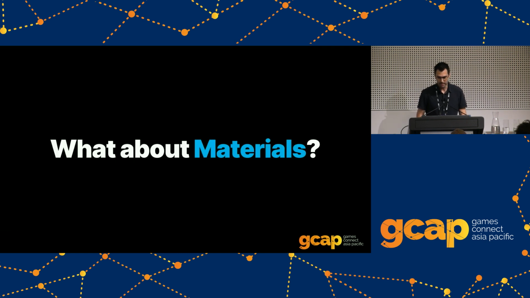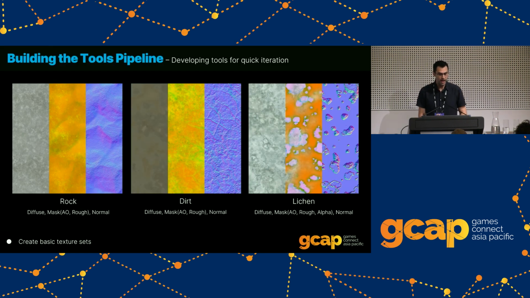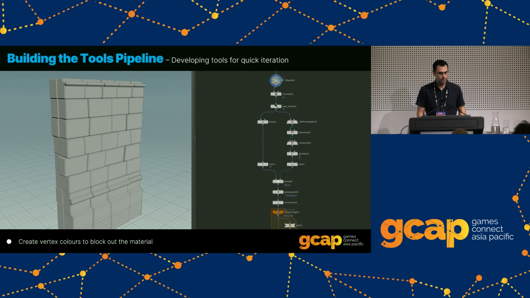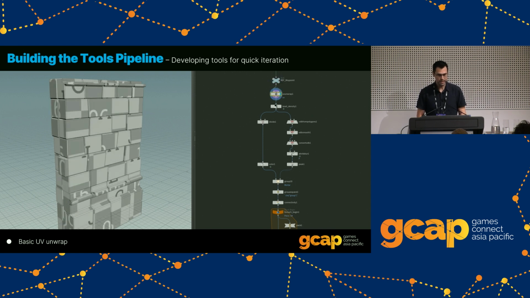But Sean, what about materials? All right, so again, roughing out stage. Let's just create a diffuse map for rock, dirt, and some lichen, okay? And then we're going to make some vertex colors, because we can, to block out our material. Because as you're doing this, you should be able to do it for materials as well, right? So we just go to our mesh, we give it an unwrap node here, please.